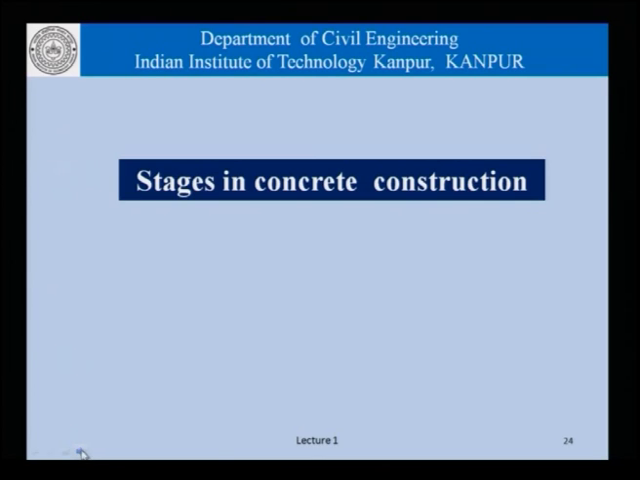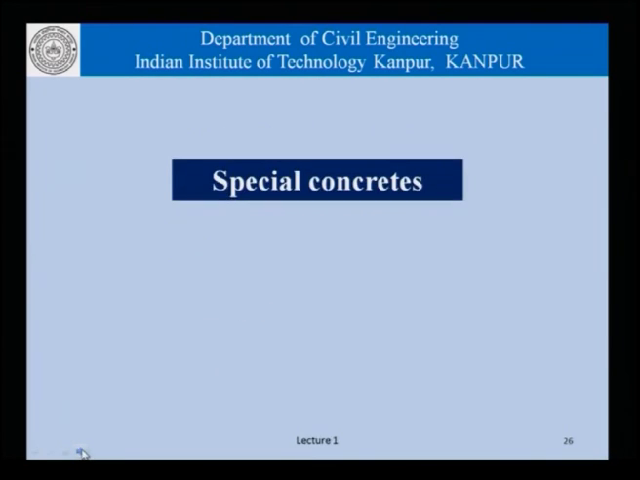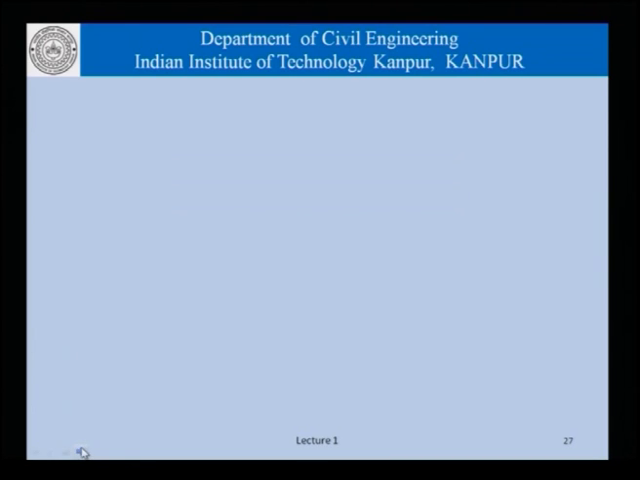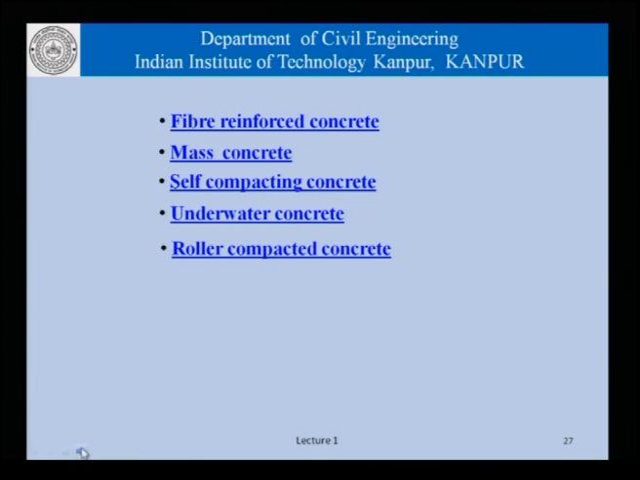As far as stages in concrete construction are concerned, we have already gone through it: materials and proportioning, mixing, transportation, placing, vibration, curing. Coming to special concretes, there is fiber reinforced concrete, mass concrete, self-compacting concrete, underwater concrete, roller compacted concrete and shotcrete. These are some of the examples that we will try to cover in this set of discussions here.